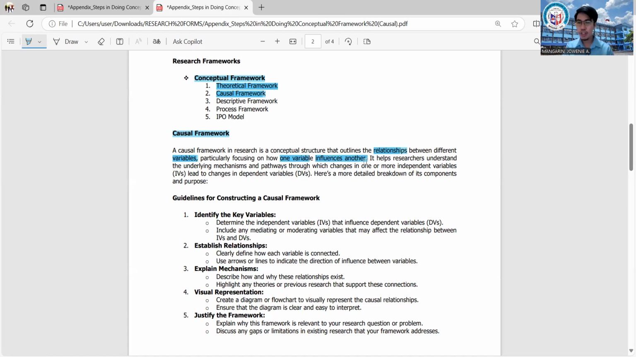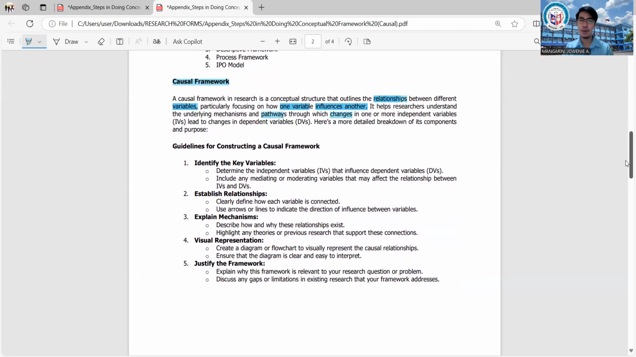And the main intention kung bakit natin ginagawa ang causal framework is para maipakita natin yung flow, or yung pathway ng changes na nag-e-exist sa ating mga variables. Okay po? And now, alam na natin kung ano yung ibig sabihin ng causal framework at kung kailan siya ginagamit. Let's now talk about ano ba yung mga guidelines na kailangan i-consider ng mga researchers kapag gagawa sila ng tinatawag natin na causal framework.